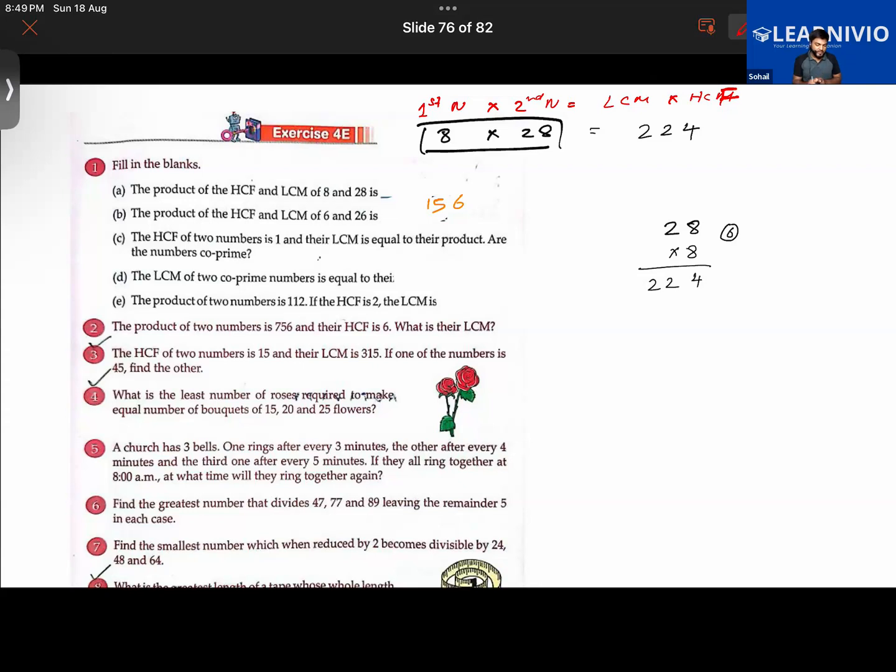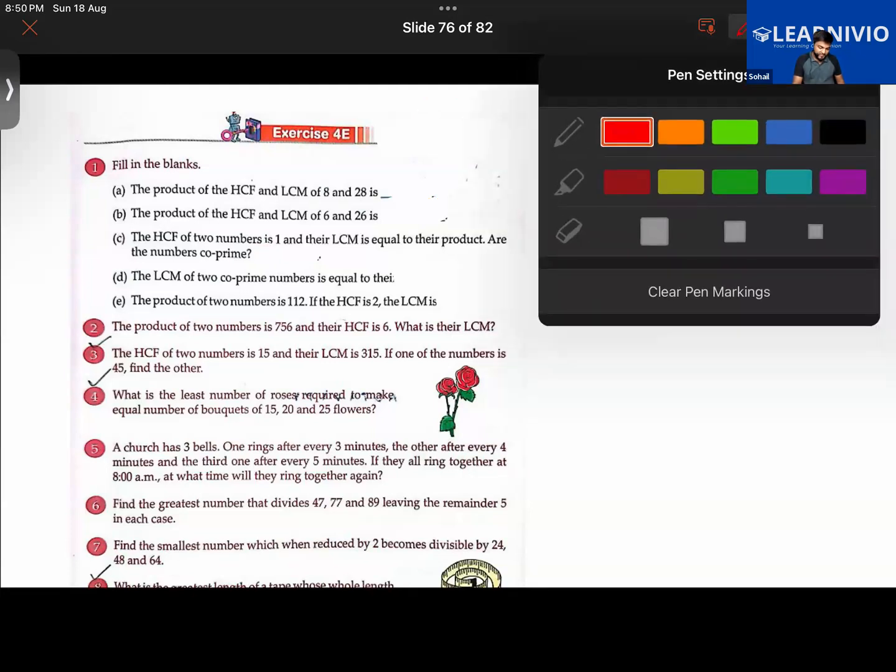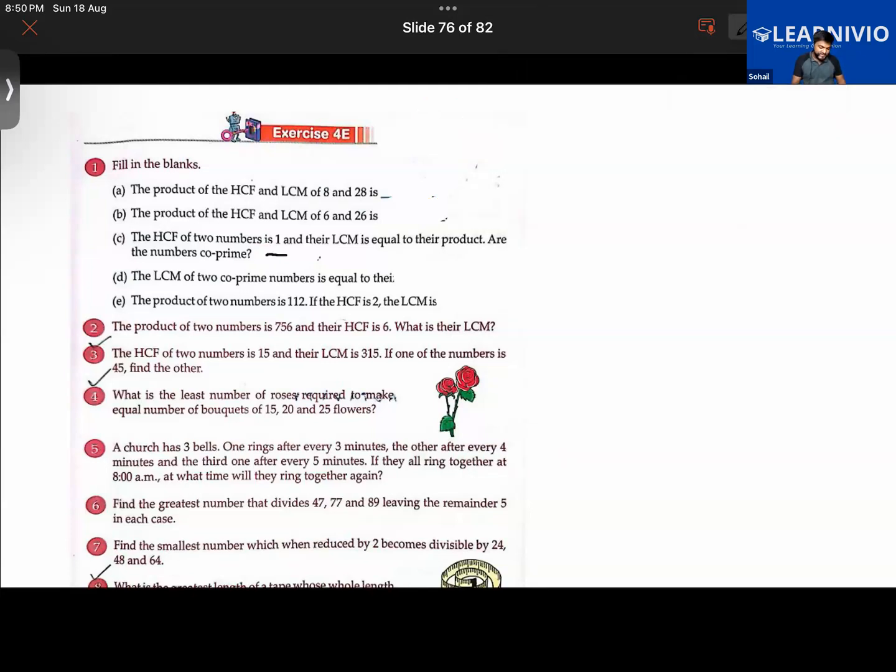Furthermore, another question says that HCF of two numbers is 1. Okay, now let me just erase all this. So HCF of two numbers is 1 and their LCM is equal to their product. Are the numbers co-prime? So first of all, do tell me, what do you understand by co-prime numbers? We have learned about this in the class.